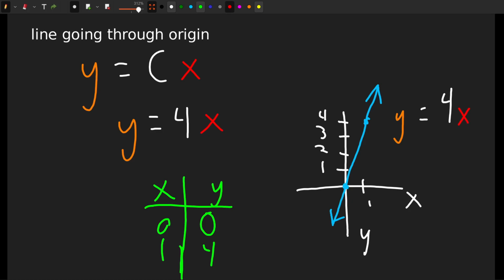Okay. So in the next video, we'll go over some examples of graphing. It'll cover what we did in this video, but to a bigger extent, and we'll have some problems to go over, which will be nice.